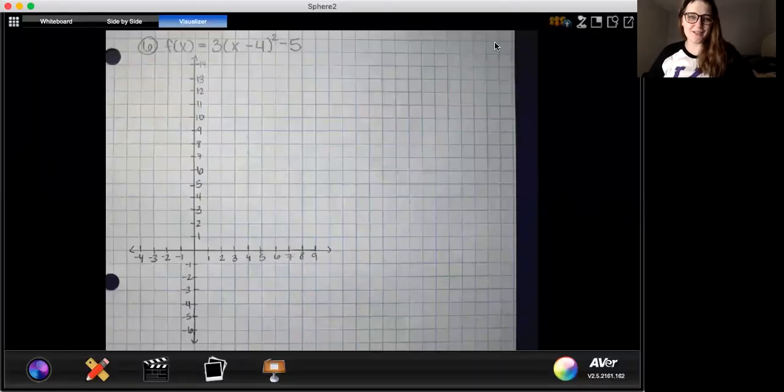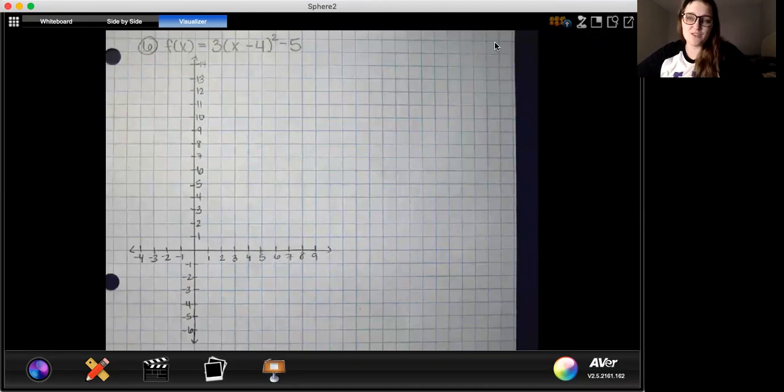Okay, welcome back. Now, these next few examples are going to be a little bit harder. They have three or four, I should say, transformations. So let's go ahead and start with number 6. f(x) = 3(x - 4)² - 5.